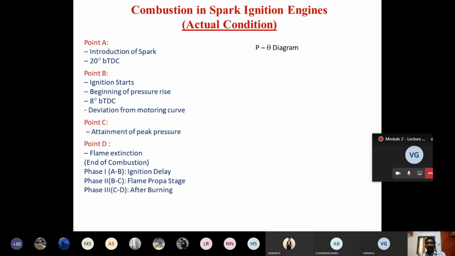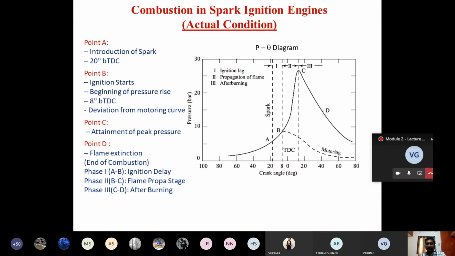Okay, so coming to the P theta diagram under actual condition, listen very carefully. This is the variation of pressure inside the engine cylinder with respect to the crank angle turn, right? In the actual condition of combustion in the spark ignition engine, we are going to consider only from the moment you introduce the spark inside the combustion chamber. In the previous theoretical case, we started with the compression stroke. So this is the compression stroke, and point B is the maximum pressure that is reached because of the compression stroke.